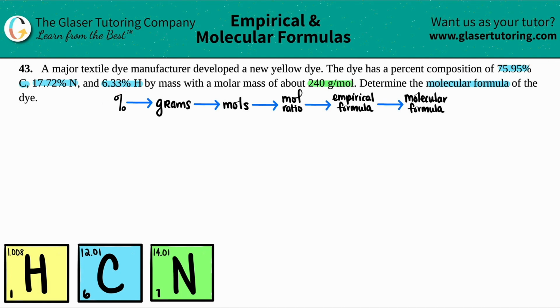They gave us 3 elements, so let's write them down. They said that we have 75.95% carbon. We have 17.72% nitrogen, and then we have 6.33% hydrogen. And actually, let me just space this out a little bit more, just because I have a little bit more room.